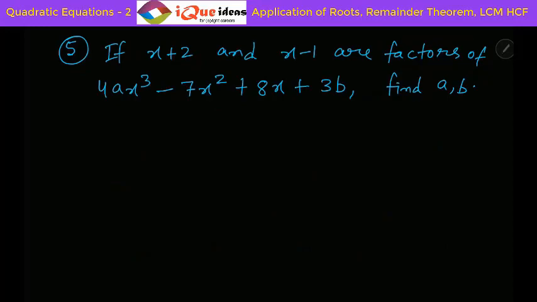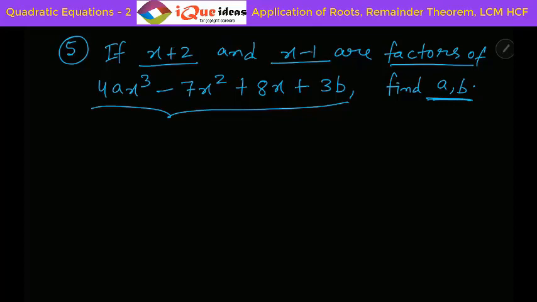Now look at this question very carefully. It says if x plus 2 and x minus 1 are factors of this expression 4ax cube minus 7x square plus 8x plus 3b, find the values of a and b. Right? Now let's do one thing. One thing is very clear, that x plus 2 is a factor, x minus 1 is a factor.